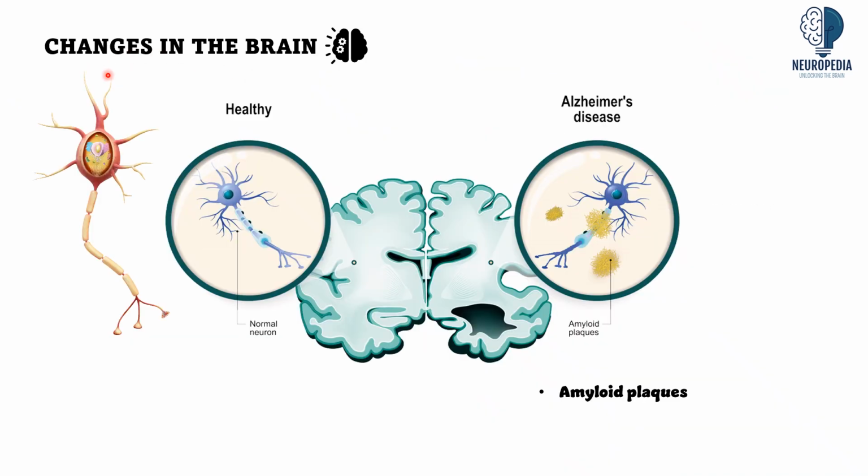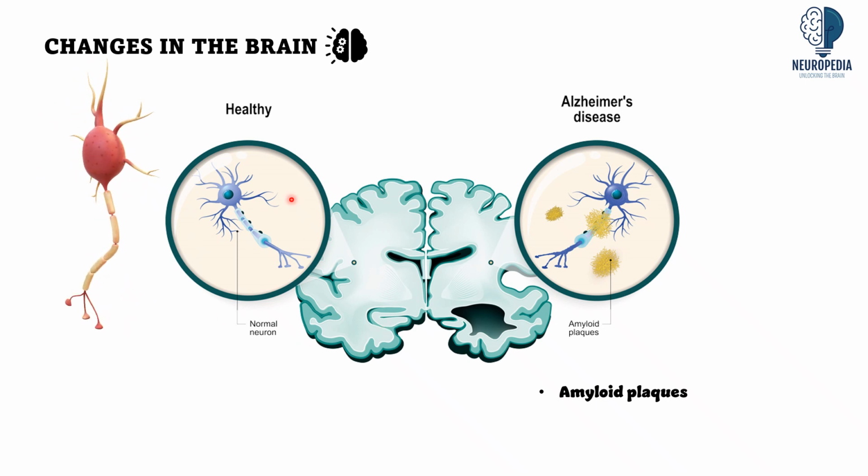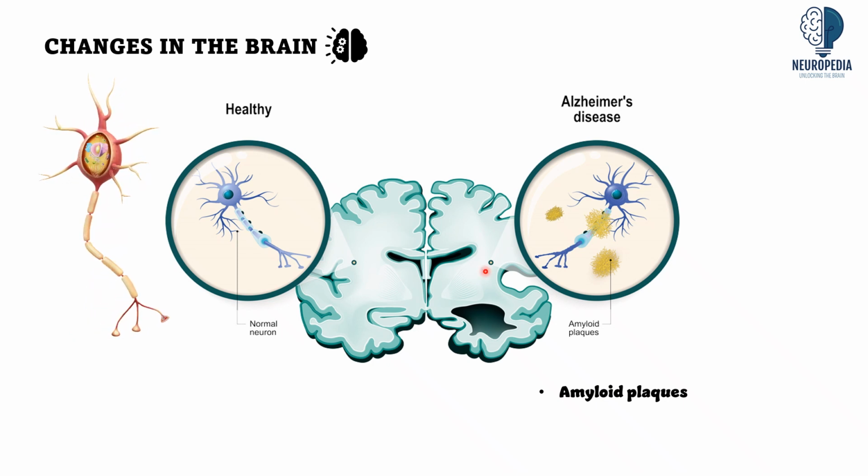Let's talk about what happens to the brain in Alzheimer's disease. The specific changes that occur in the brain are not fully understood, but two main hallmarks of the disease are the accumulation of amyloid plaques and neurofibrillary tangles. In this figure, on the left side we have a healthy brain in which normal neurons are present. But on the right side, there is the brain that is affected in Alzheimer's disease. Here you can see the accumulation of these amyloid plaques and the neuron is not healthy.